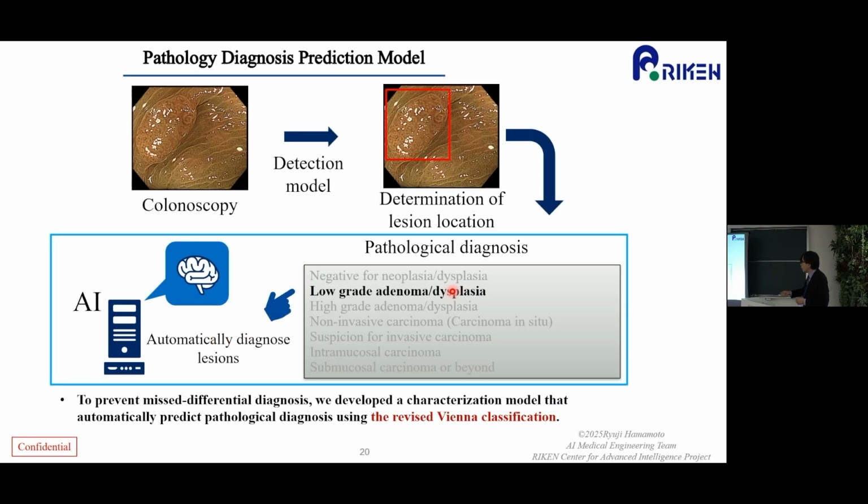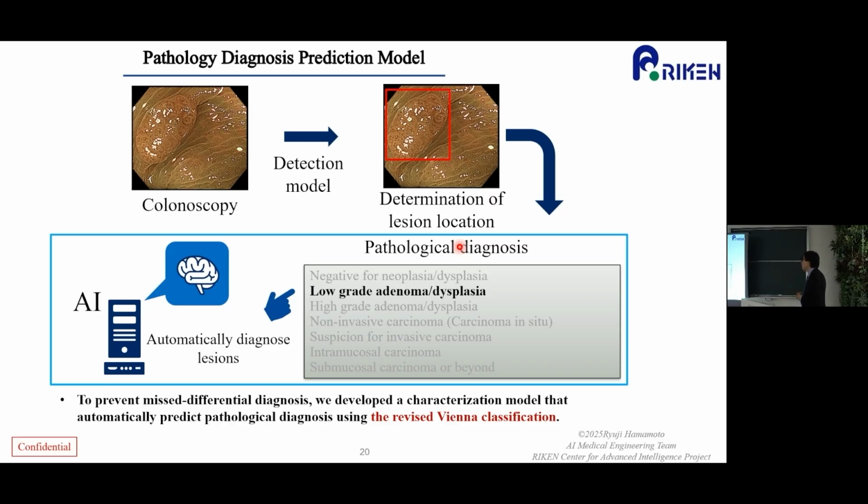We also apply our technology to a pathology diagnosis prediction model. This is the colonoscopy result, with the detection model and determination of the region location, and then the pathological diagnosis is conducted. This is a very important point in clinical settings. For example, negative for neoplasia, low-grade dysplasia or adenoma, high-grade dysplasia or adenoma, or non-invasive carcinoma. The artificial intelligence can discriminate these kinds of pathological conditions.